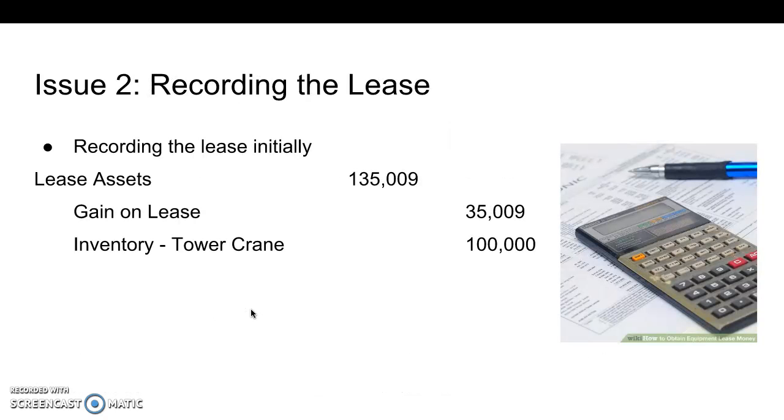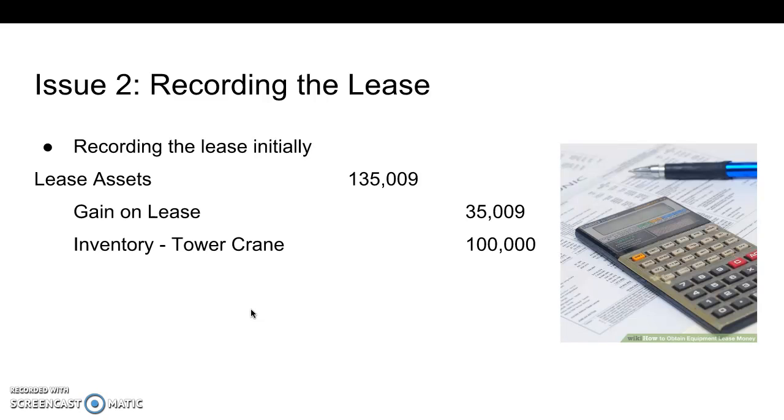Now, the second issue that Garrison faces in this case is how to record the capital lease. There will be multiple journal entries for this situation, but first we need to record the initial transaction. In order to record this lease from the viewpoint of Garrison, we must take the $135,009 and debit it to the account lease assets.